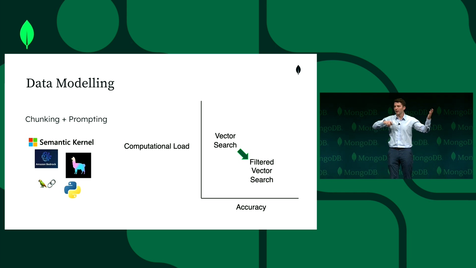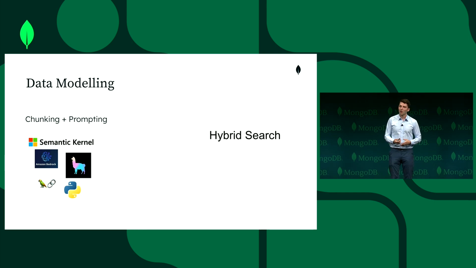So again, we're thinking about what kind of search am I doing, and where does it fall on this computational load versus accuracy spectrum. Axis. Spectrum is one-dimensional, axis is two-dimensional.